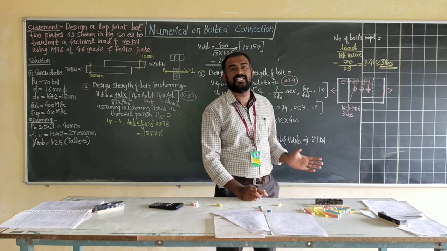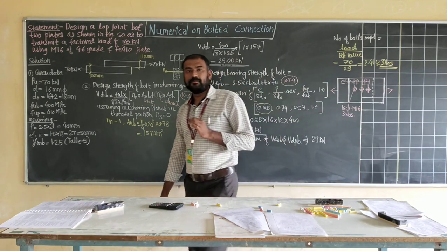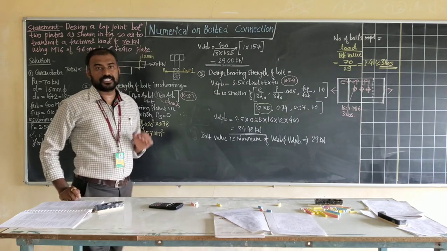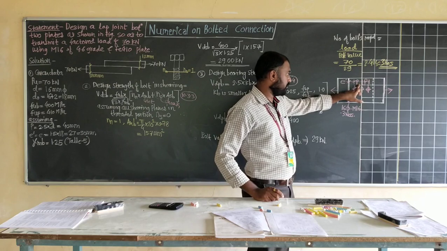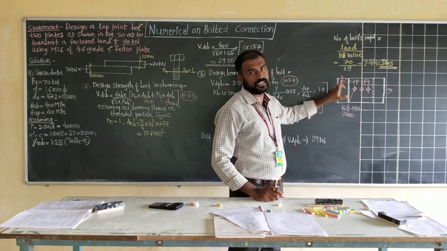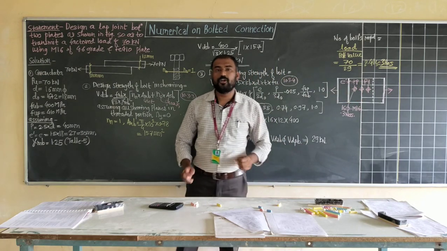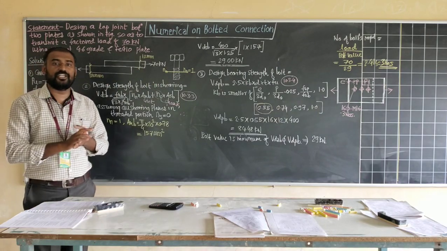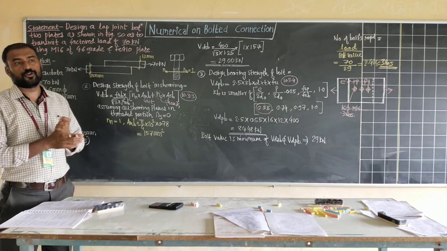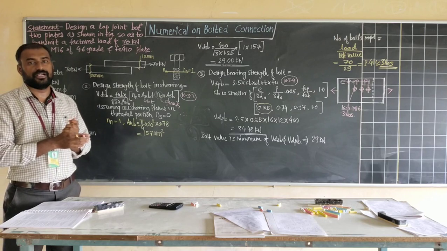The summary of your design is that you are using M16 4.6 grade bolts, 3 numbers, at a pitch distance of 40 mm and an end distance of 30 mm. This should be the summary of the answer for the given problem. So in the given problem, for a load of 70 kilonewton, 3 M16 4.6 grade bolts will be required.